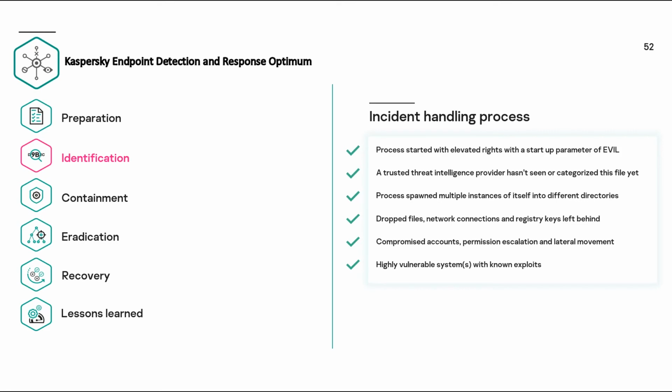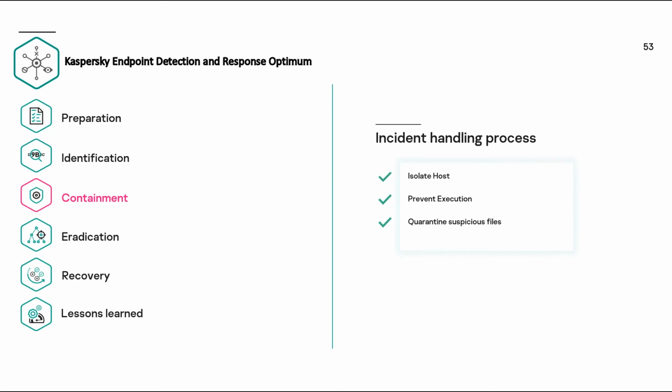At this point of the identification stage, it's pretty clear we have much more than a normal commodity threat. We have something far more serious, and we should take immediate action. So let's move on to containment. Now that we believe there is a more serious threat going on, we want to perform some actions to contain this threat. We want to isolate the host from the network. We don't want it to spread anywhere else. We want to create prevention rules for this file, and we want to be able to quarantine some suspicious files.